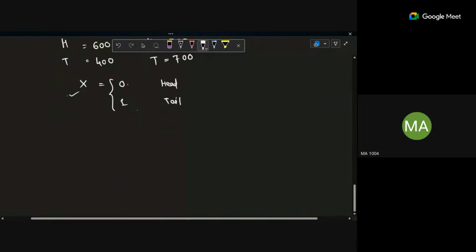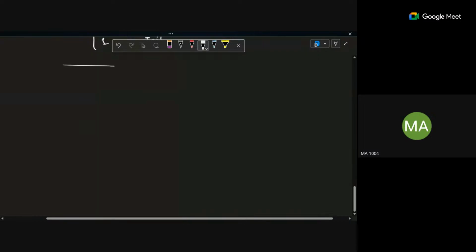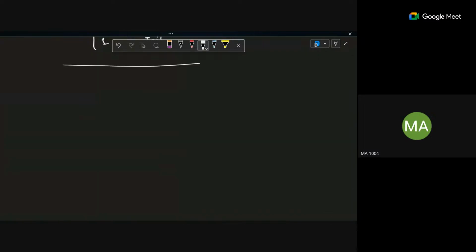If you read some book, you will come to know that. See, whenever it's a discrete random variable, discrete means it will take finite values, right? That means your random variable has a finite range, right?